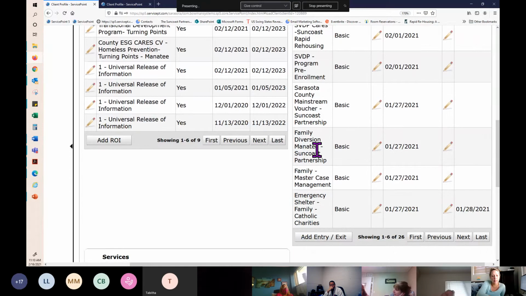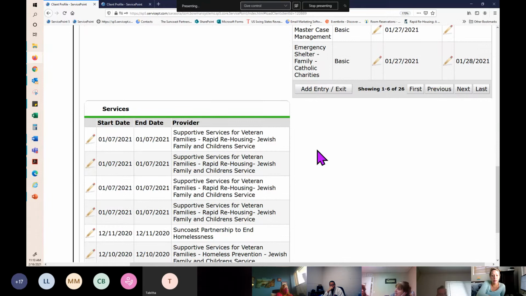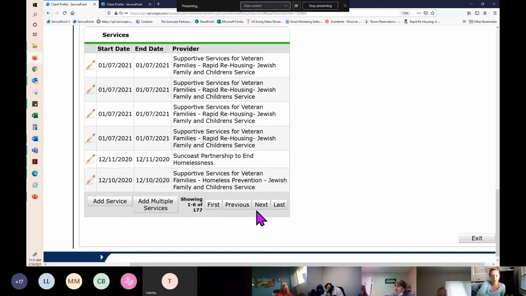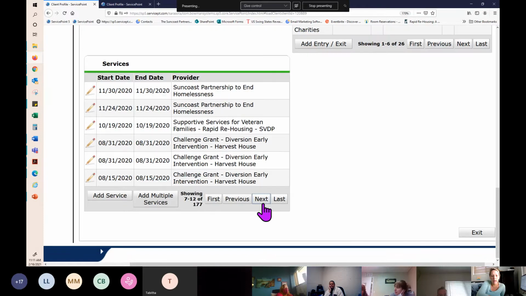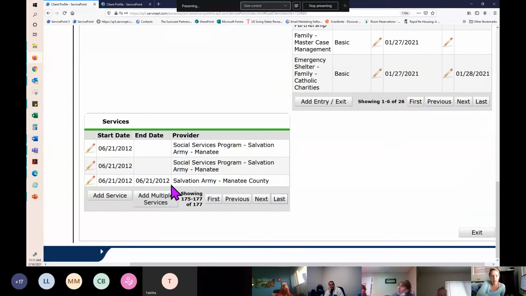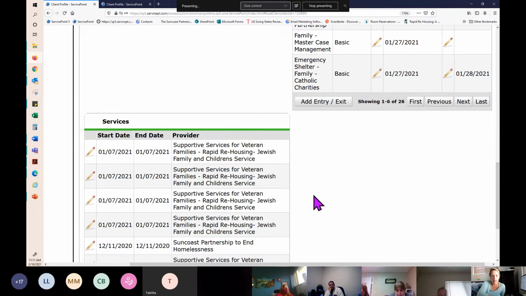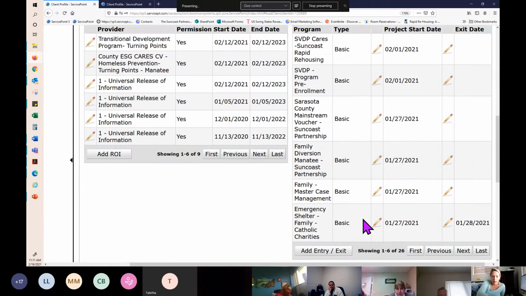Other things that we can see, scroll down, and this is all on the summary page. We can see all the services that the client has received. We can see how long they've been in our system and how far back their services go. Like our boy Brandon, he's been in our system since 2012. So he is a long-term homeless client that we need to get housed and keep housed.